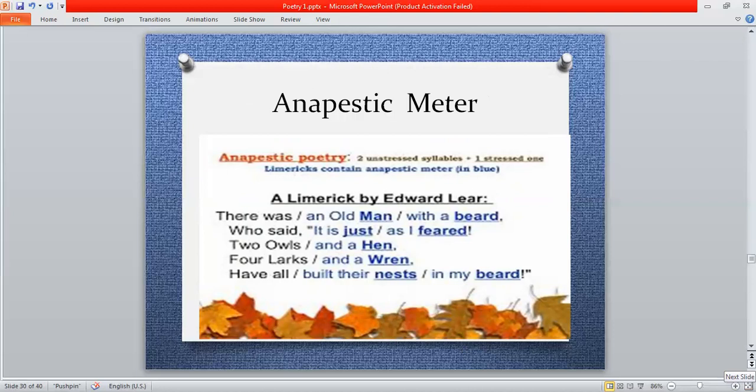Another example, but this time anapestic poetry. There was an old man with a beard. There was an old man. An old man as a package. An is an article, so it's unaccented. Old man, of course, man is the noun, which is stronger than the adjective old. So man will be stressed or accented, while old will be unaccented. So we will have the pattern unstressed, unstressed, stressed, and this is called the anapestic meter, which consists of two unstressed syllables followed by one stressed syllable.